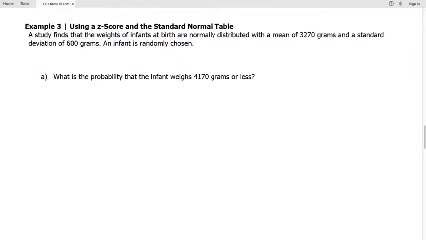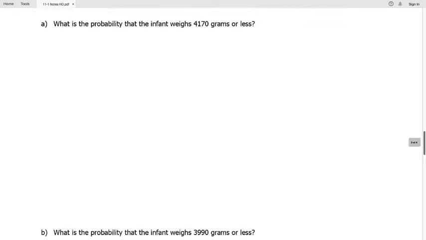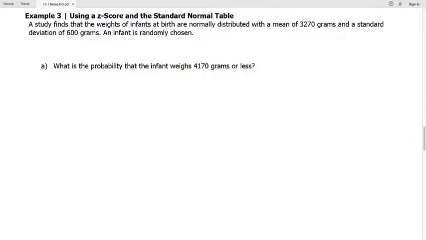Okay, so example 3, using a z-score and the standard normal table. We've got the following information. A study finds that the weights of infants at birth are normally distributed with a mean of 3,270 grams and a standard deviation of 600 grams. And we choose an infant at random. We want to know what the probability is that the infant weighs 4,170 grams or less.